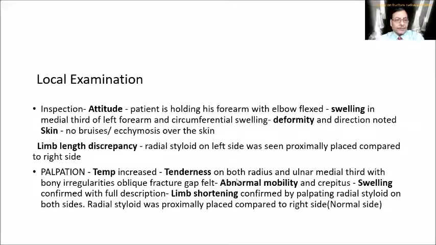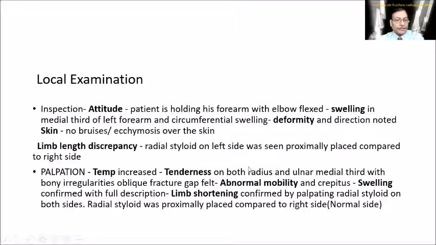And then the skin is to be looked at for bruises and ecchymosis. Usually there can be bruises and ecchymosis. And lastly, the radial styloid on the left side will be seen, which is usually proximally placed in case of a displaced fracture because the limb is shortened.